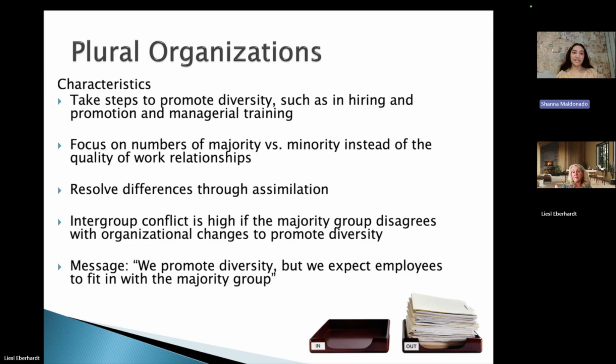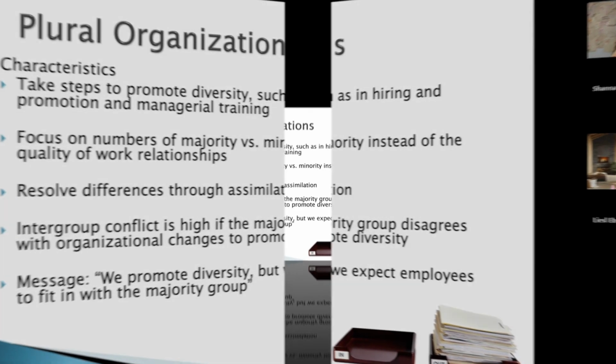And within plural organizations, they take real, genuine, and visible steps to promote diversity in hiring, promotion, and managerial training and practices. But they tend to focus on the numbers, how many majority versus minority employees, rather than the actual quality of working relationships between them. So differences can still get resolved through assimilation here too. And intergroup conflict tends to run high if the majority group resists the organization's diversity efforts. The message is we promote diversity, but we still expect you to fit in with the majority.